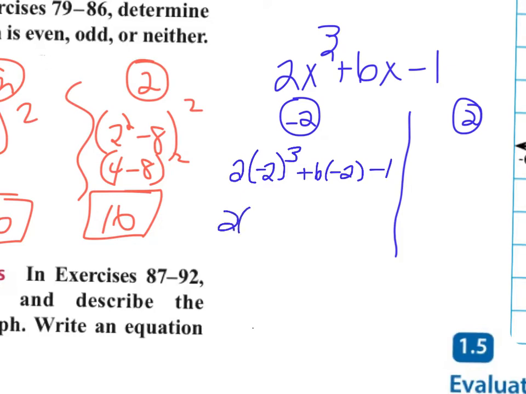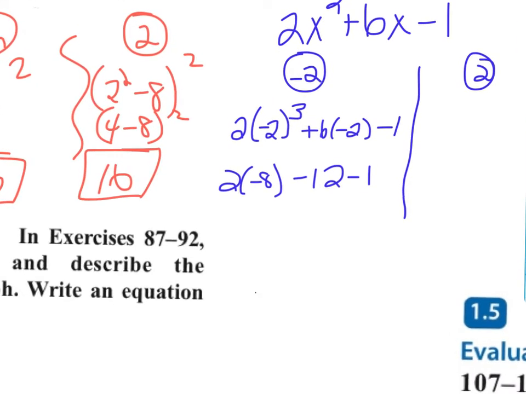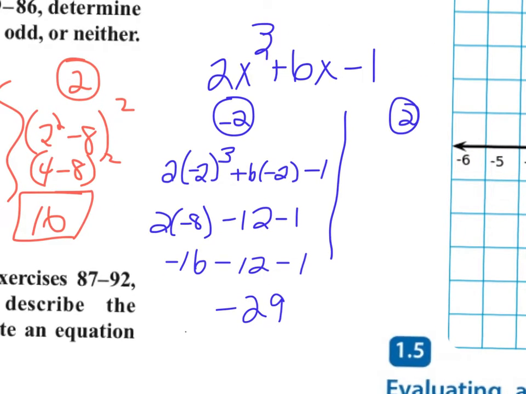So I have 2 times negative 8 minus 12 minus 1. Agreed? What's 2 times negative 8? Good. Negative 16 minus 12 minus 1 is? Negative 29. Good. So now over here, I'm going to do the exact same thing.